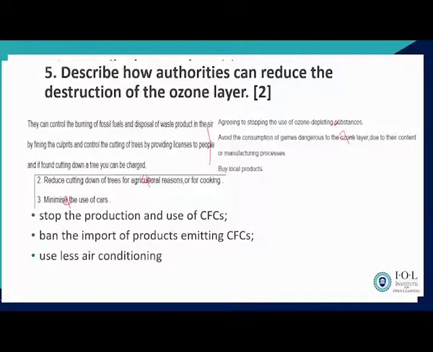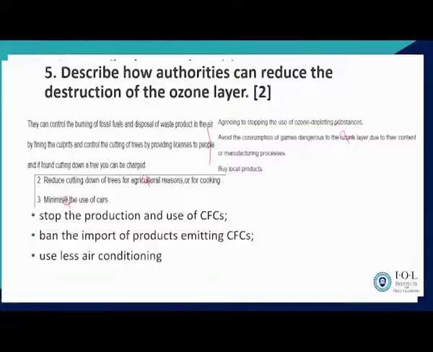Example number 5. Describe how authorities can reduce the destruction of ozone layer. The first response, they can control the burning of fossil fuel. Is ozone layer destroyed by burning of fossil fuels? Waste products in the air by finding the culprits and control the cutting of tree by producing license to the people. This person is talking about, I think, global warming and not the ozone.